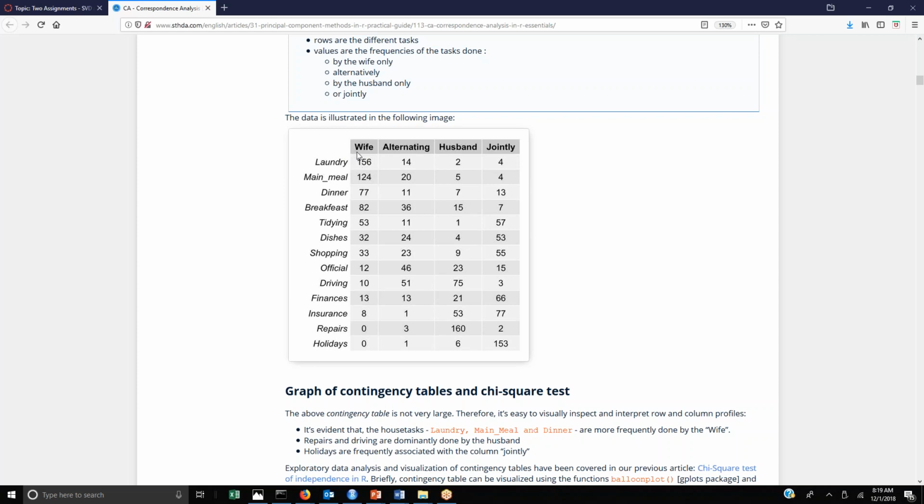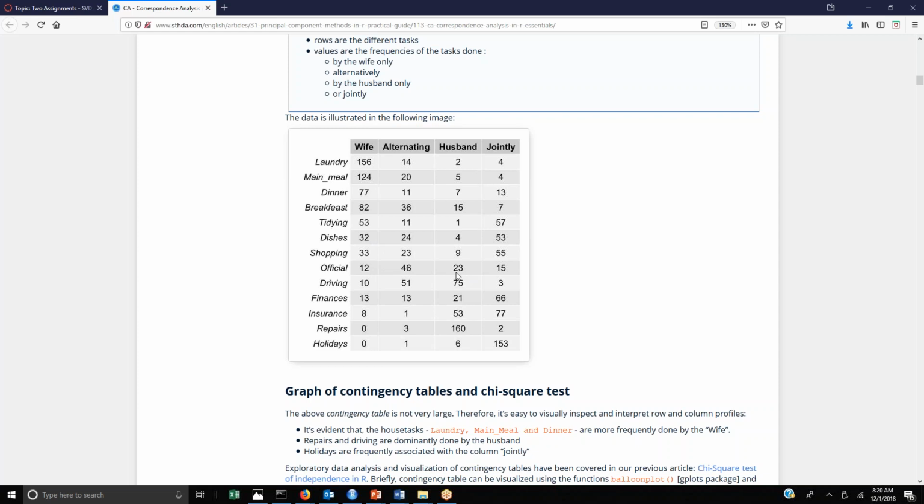So most of the laundry work is done by the wife. That's what this means, right? Almost, more than 3/4. On the other hand, preparing the main meal is done by the wife again. But if you look at breakfast, the husband contributes to it somewhat. If you look at dishes, very interestingly, they are done jointly and mostly by the wife, but still a lot of joint work is done.